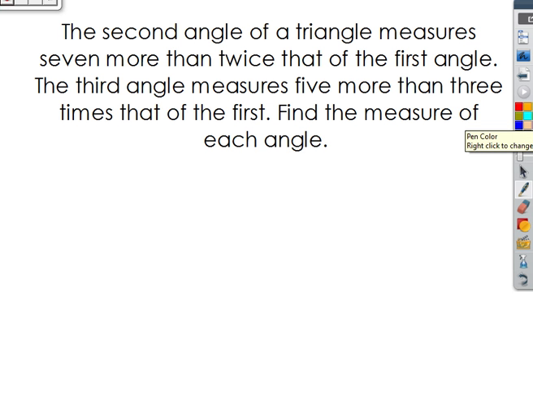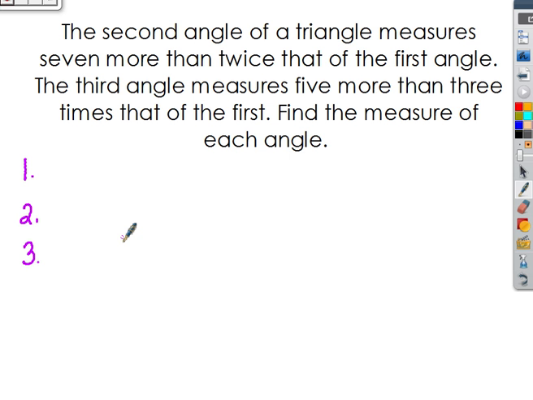The first thing I do is I read the whole problem, obviously, but then I start to list the important information. So the first thing I want to ask myself is, how many pieces of information am I trying to find? And it's talking about a triangle, and it tells me to find the measure of each angle, so I'm looking for 1, 2, 3 pieces of information, because there's 3 angles in a triangle. So then when I read it, I have given information. It tells me the second angle of a triangle measures 7 more than twice that of the first angle.